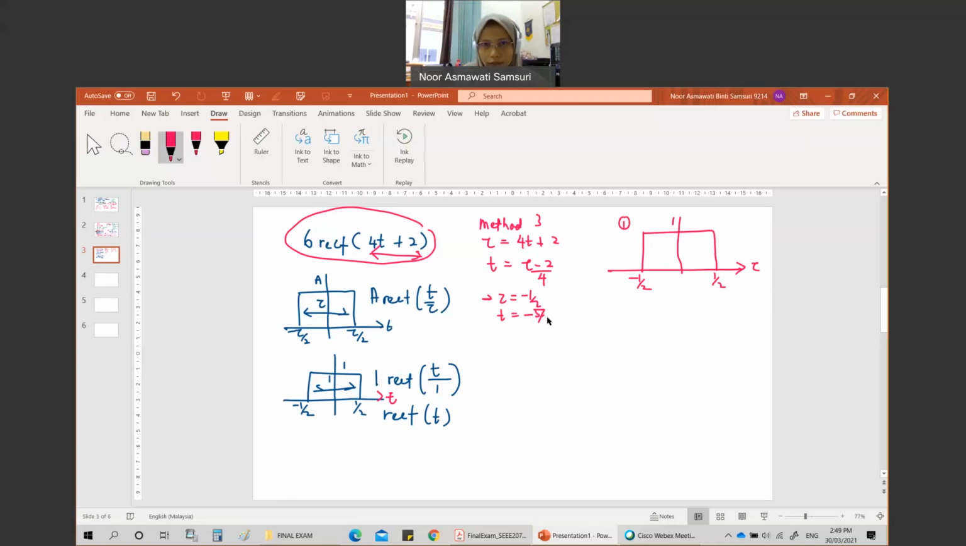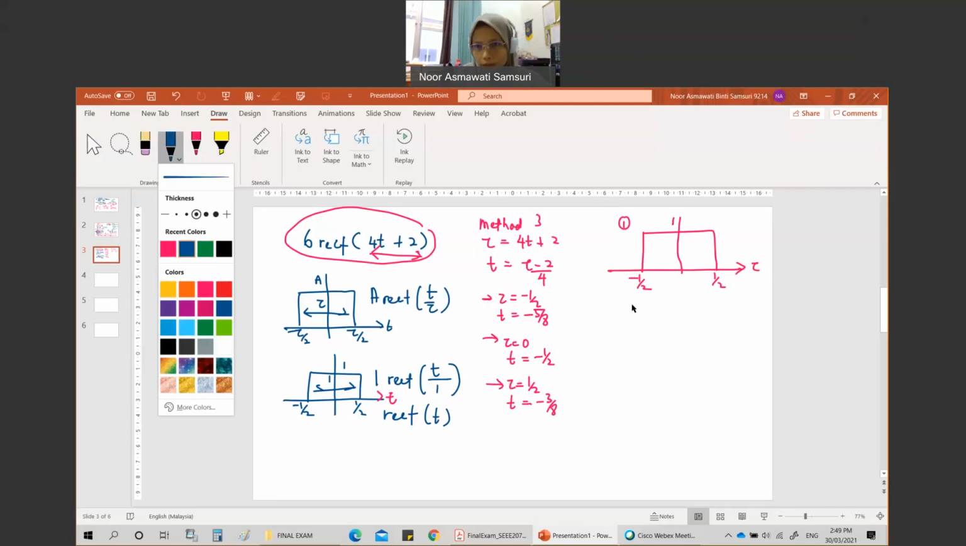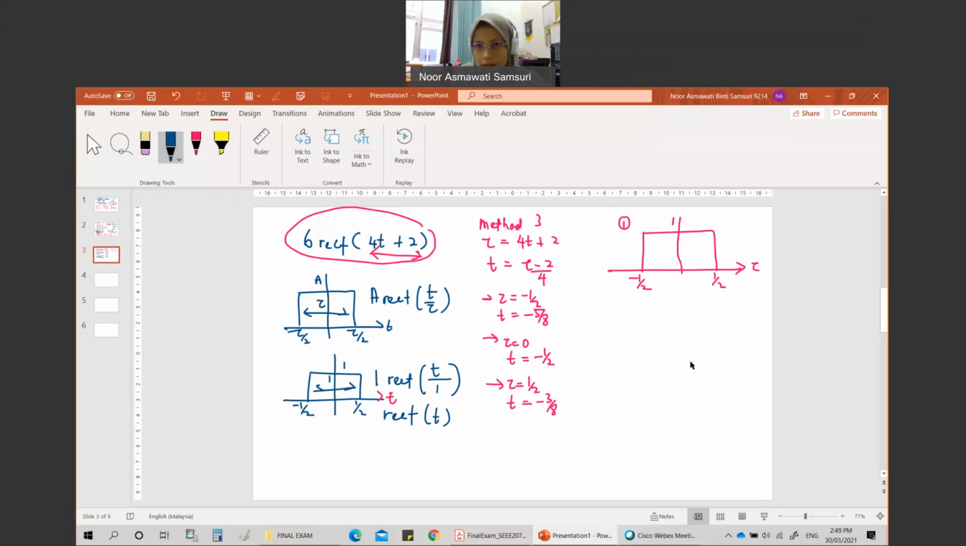So your t new equal to negative 5 over 8. Right, when your tau equal to 0, so your t new equal to negative 1 over 2. And when your tau equal to 1 over 2, your t new equal to negative 3 over 8. So now write down the t new values underneath the tau axis, okay? This is t new. So when it is negative 1 over 2, it becomes negative 5 over 8.